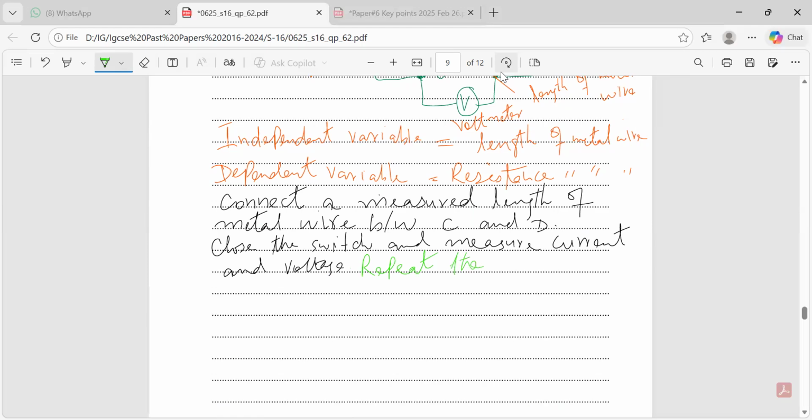Now, what we will do is say: repeat the same method. I'm using different colors to focus on different points. Repeat the same method by connecting, we will now talk about the independent variable, by connecting metal wires of different lengths.